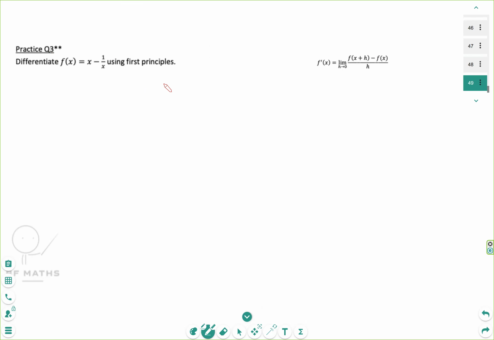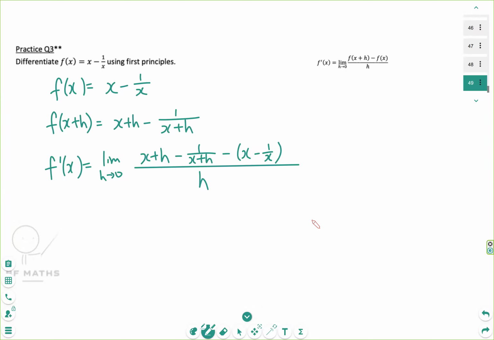Okay. So pause video, have a go at the question. When you're ready for the answer, you can press play. So this is the step up to the formula step so far. You can check your answer before moving on, especially with the minus in the bracket.